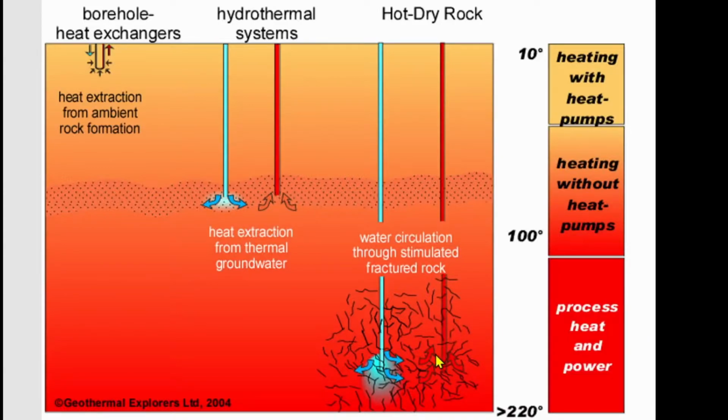Here you see the typical temperatures. In this vicinity, it's just heat extraction via heat pumps. If you go deeper, then you have the use of hydrothermal systems. You don't need any heat pumps anymore, and the temperature may go up to 100 degrees. If you have a higher temperature and you go very deep, you can use hot dry rock, and then you can extract even process heat and generate power.